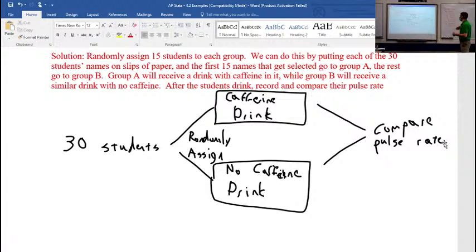And that's what these completely randomized designs should look like. We have a certain group of people. We're assigning them into our different treatments. And then comparing whatever result we're comparing. We should be specific about what variable that is.